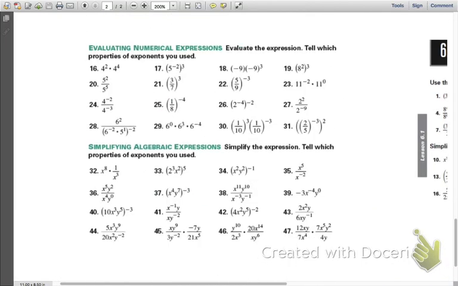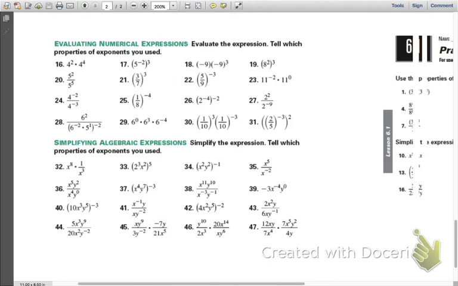Okay, your assignment is just at the bottom of this. It's on Canvas.